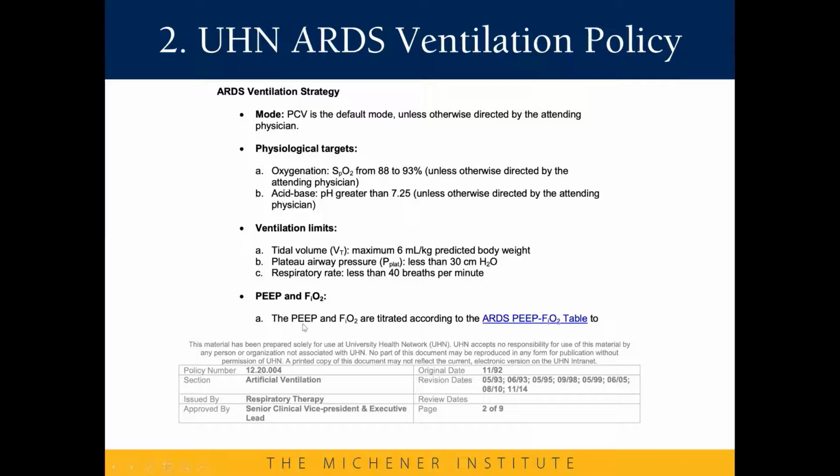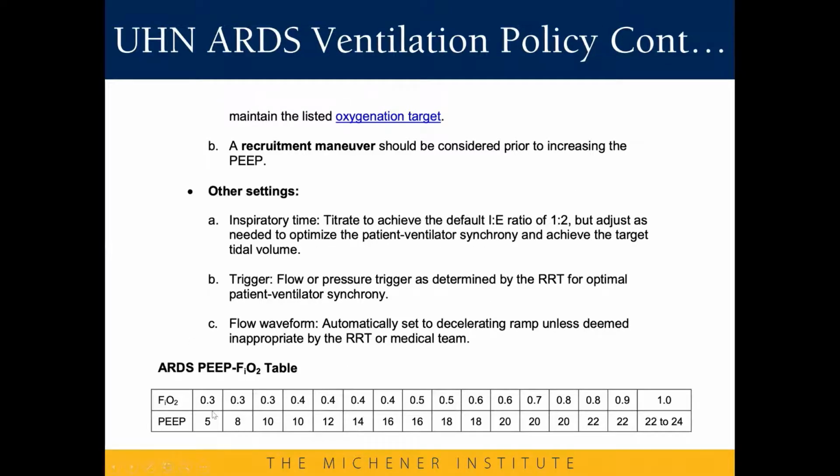Similar to ARDSNet, they do use the PEEP FiO2 chart to titrate. So you can see they have the similar chart put into their policy so that it directs you. Their PEEPs are a little bit different. So you can see here at 30%, they're already at a PEEP of 8 and moving to a PEEP of 10 before they move up to 40%. So they're moving a bit more quickly on their PEEP levels versus their FiO2 levels.